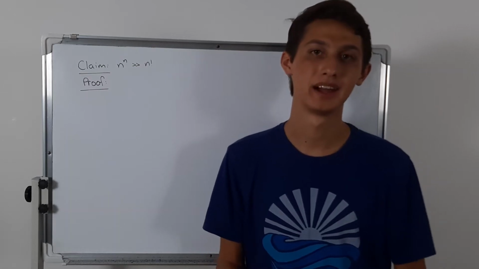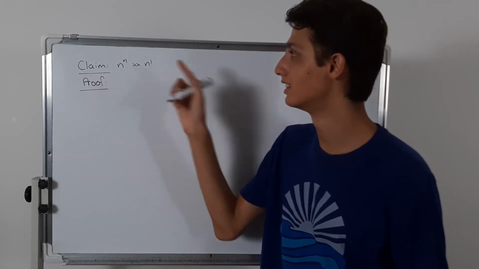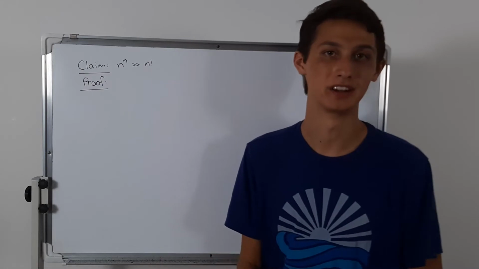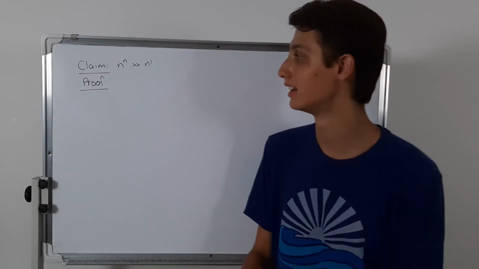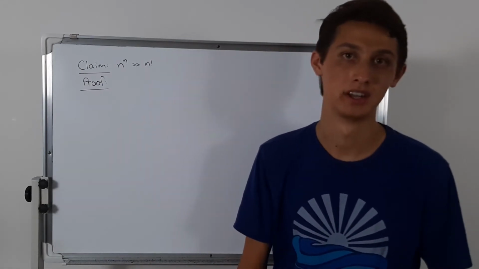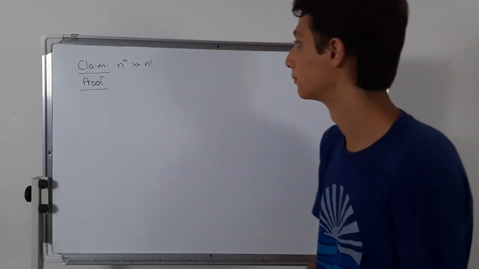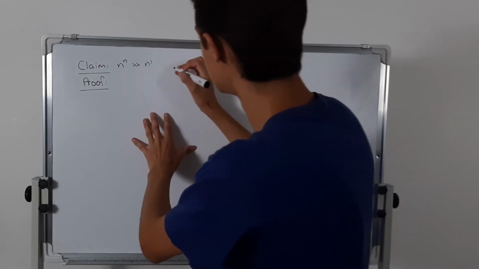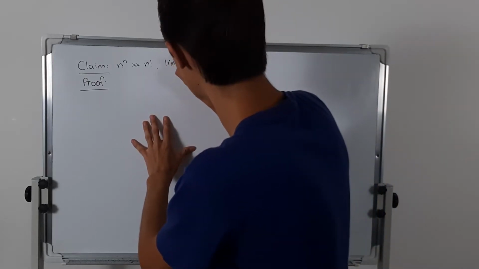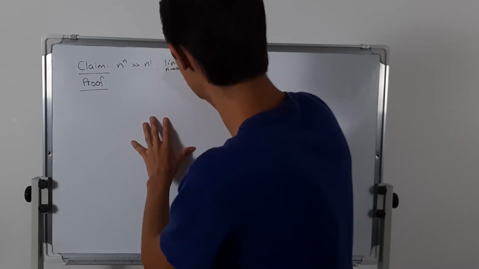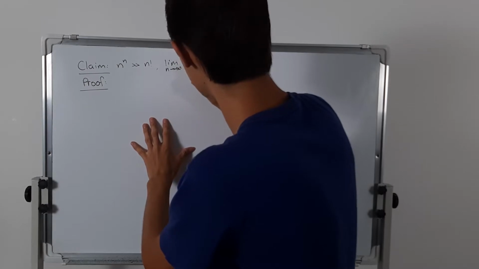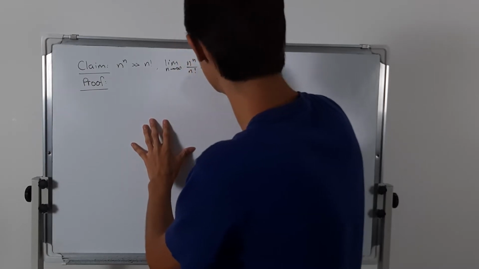Hey everybody, today I want to talk about how n to the n is much greater than n factorial in the limiting case where n approaches infinity. That's basically what this double inequality means. So another way to phrase this is that the limit as n approaches infinity of n to the n over n factorial is equal to infinity.